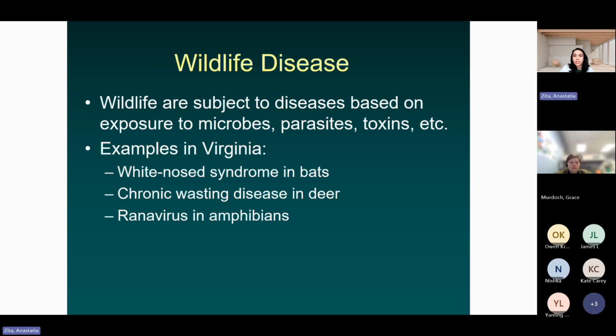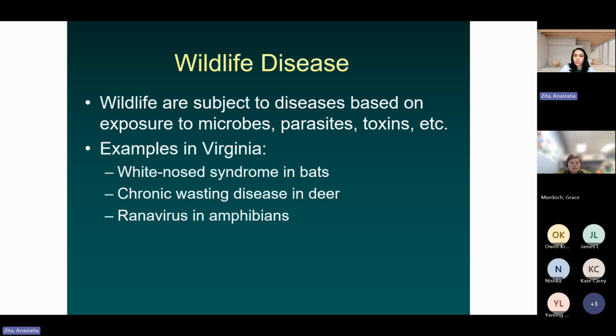Wildlife can be affected by diseases caused by exposure to a range of microbes, parasites, toxins, and other harmful substances. In Virginia, several wildlife diseases have been identified that affect different species in different ways. For example, white nose syndrome in bats is a fungal disease that affects all the different bats in the area and has caused significant declines in their populations.